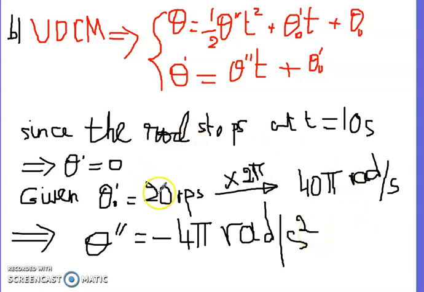And be careful, you have to change revolution per second, as we did in the previous videos, into radian per second. You just multiply by 2 pi, because one revolution corresponds to an angle 2 pi. Okay? And see here, theta double prime is negative, and this is true, because the motion is decelerated, right? Now let's jump to the second part.